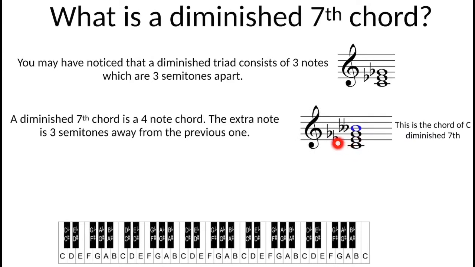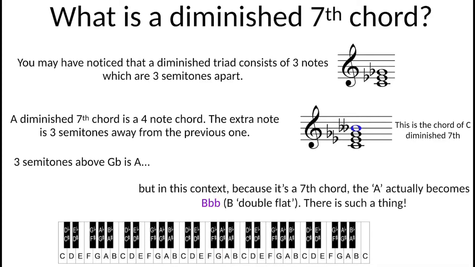So here we are with a C, E flat, G flat there, and this note here, B double flat, which is actually an A. But in this context, because it's a 7th chord, the A actually becomes a B double flat. Such things do exist. So there's B, there's a B flat, there's a B double flat.